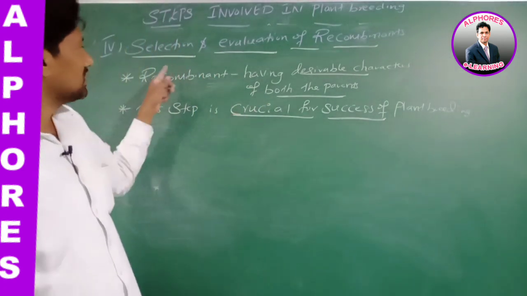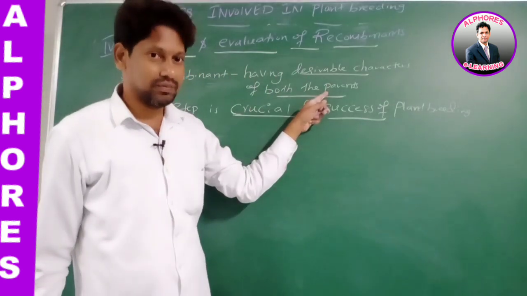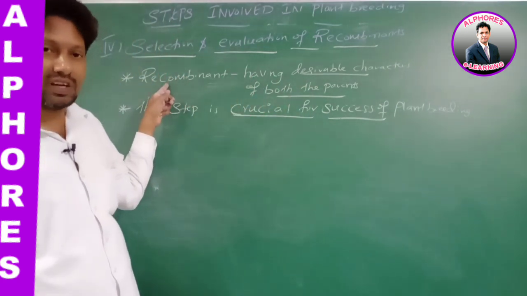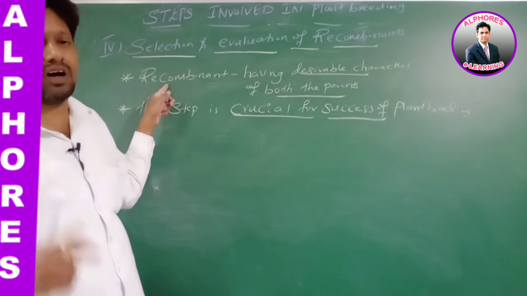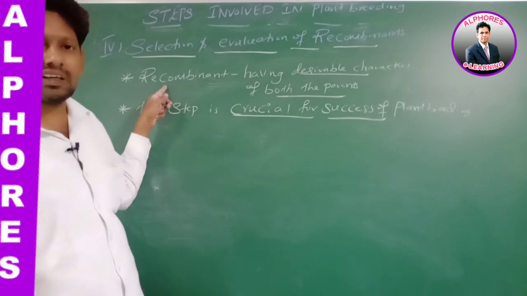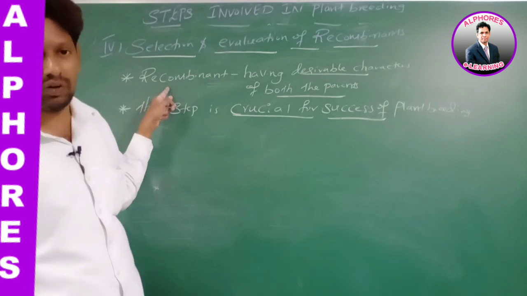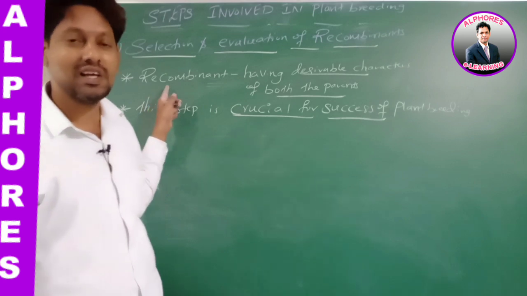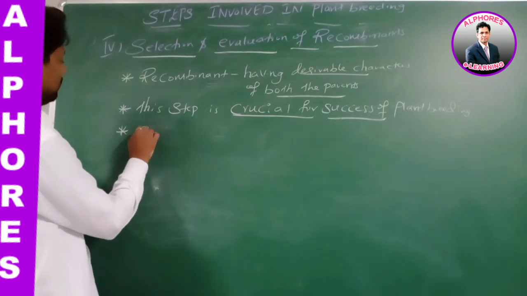Now you tell me, sir, what is the meaning of recombinant? Having desirable characters of both the parents. Sir, on the plant it is written whether it is recombinant or not recombinant. No, on the plant it is not written whether it is recombinant or not. Then how, sir? We have to check the characters that are present in a plant. It means we have to evaluate the plant. Yes or no? It means scientific evaluation is required.